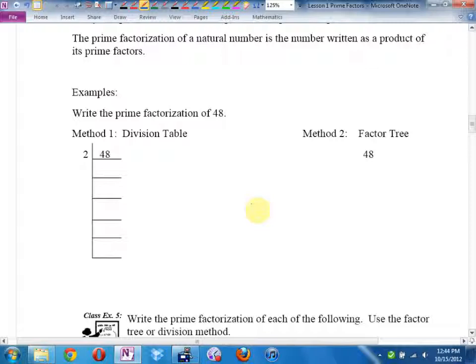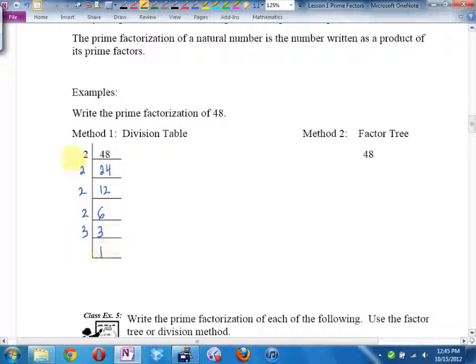But if I want to write the prime factorization of 48, I start out with a little division table, and I pick the first prime number that I can find that goes into 48. What goes into 48 and is prime? 2. What's 48 divided by 2? What's a prime number that goes into 24? 2. And what is 24 divided by 2? 12. What's a prime number that goes into 12? 2. And what's 12 divided by 2? 6. And what's a prime number that goes into 6? 2. And what's 6 divided by 2? 3. And what's a prime number that goes into 3? 3. And what are we left with?